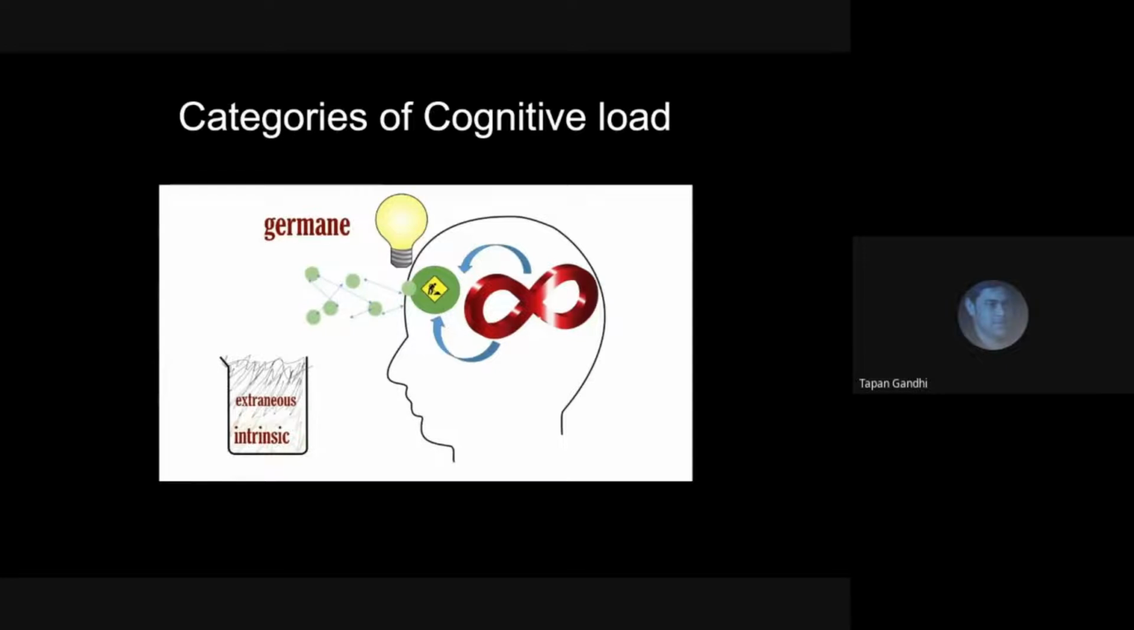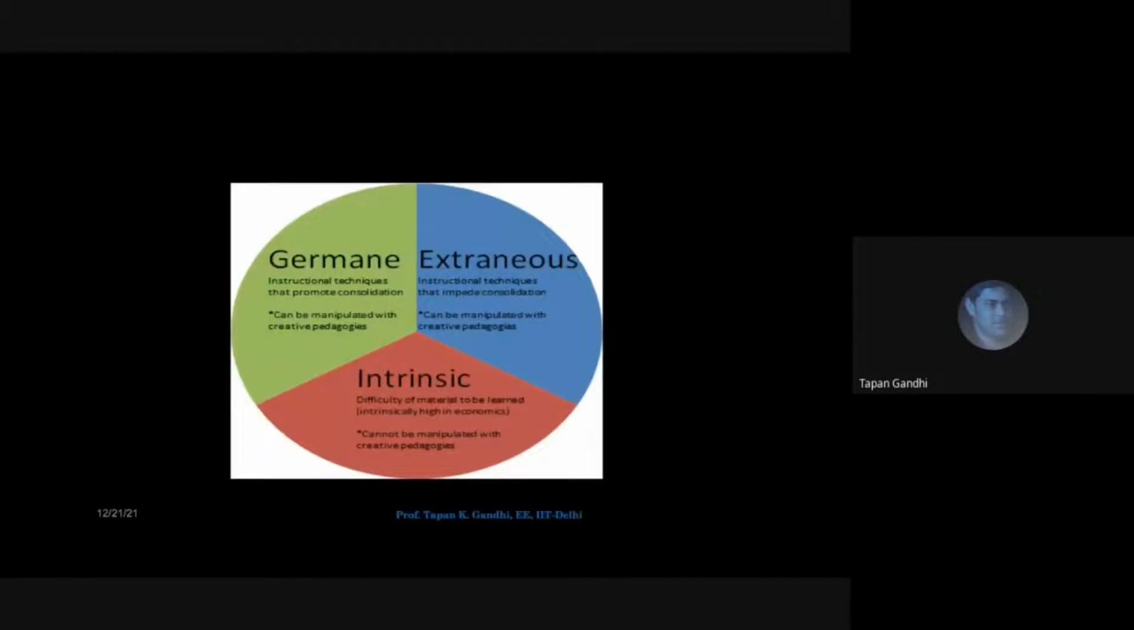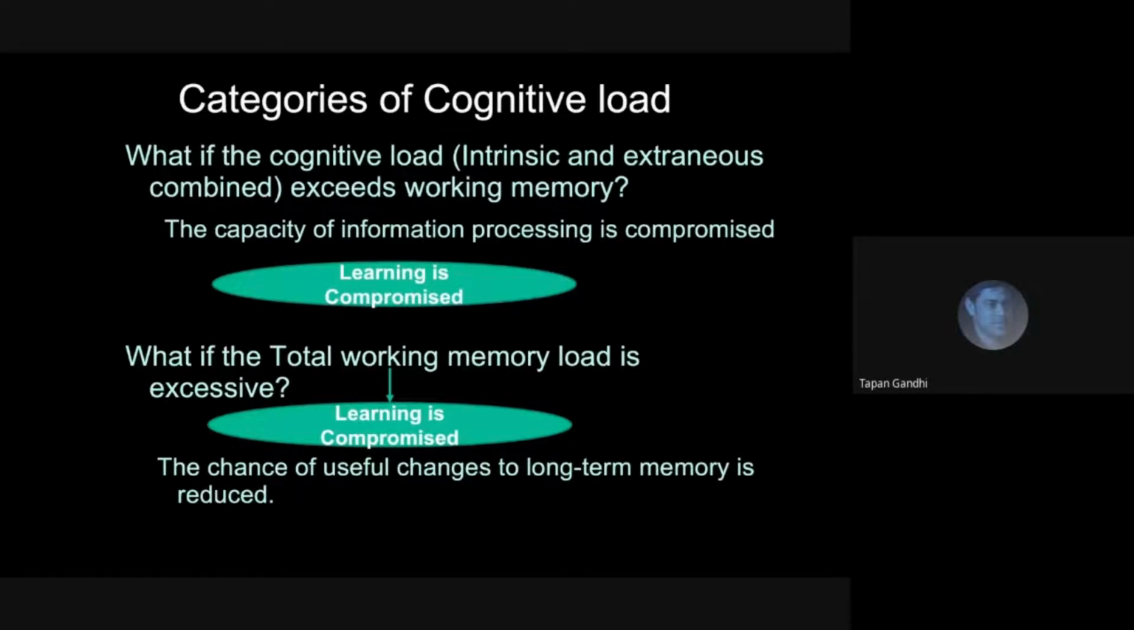And we divide cognitive load into types. One is intrinsic, another is extraneous, and third is germane. Germane is basically a combination of the intrinsic and extraneous, a kind of hybrid load. So here the question comes: what if the cognitive load, intrinsic and extraneous combined, exceeds the working memory? What will happen? The capacity of information processing is compromised. And if the capacity of information processing is compromised, then learning will automatically be compromised.